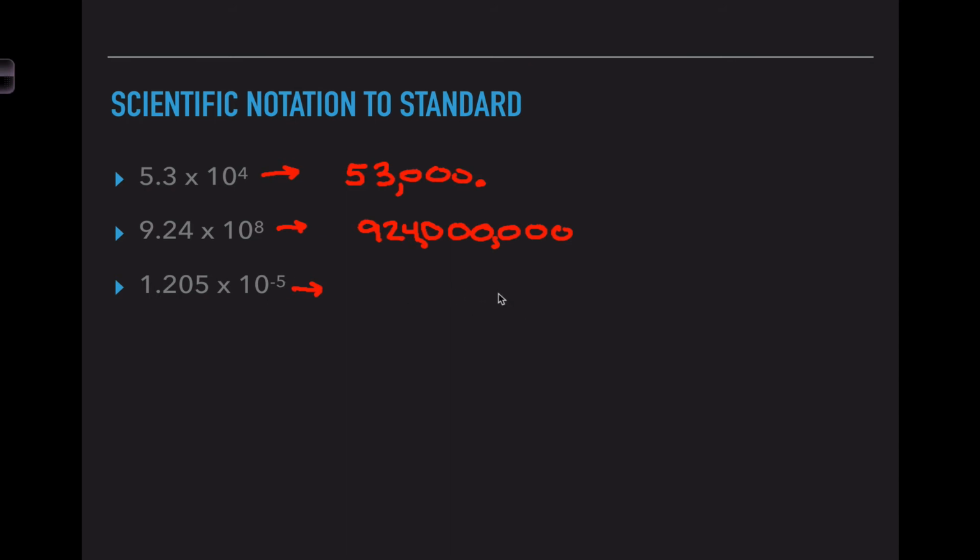Now this last example, 1.205 times 10 to the negative 5, we're moving the decimal 5 places, but we're going to be moving it to the left. So I'm going to write 1205. This is a single jump, so that means that I'm going to have 4 additional zeros in front of that 1. So that's a small decimal number.